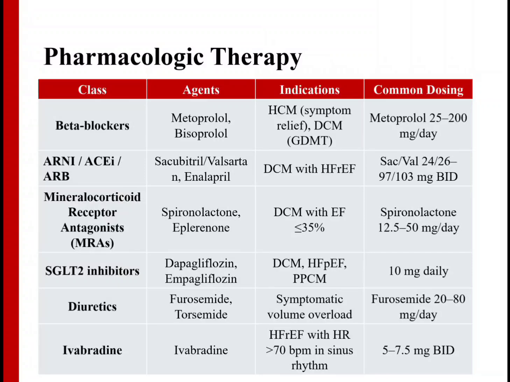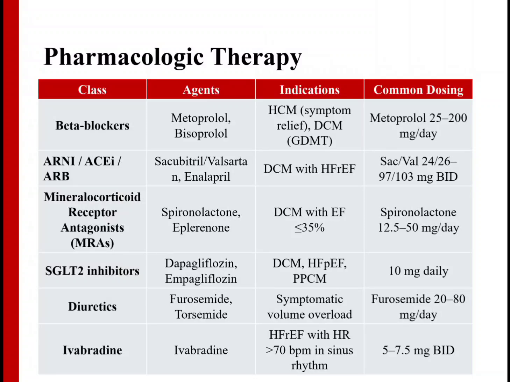Then the SGLT2 inhibitors like dapagliflozin and empagliflozin, they are indicated across all the spectrum of heart failure, as we said in the heart failure lecture. And they are here also indicated in dilated cardiomyopathy, in peripartum cardiomyopathy. And the typical dose is 10 milligram once daily. We can also use diuretics for symptomatic volume overload. For example, furosemide, we start at 20 to 40 milligrams per day and titrate up as needed.